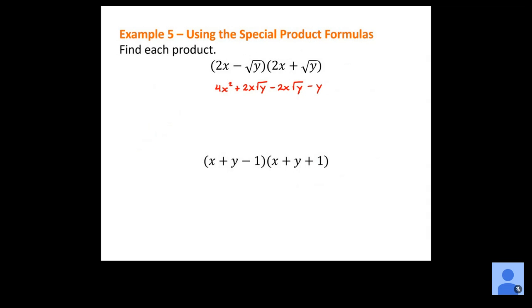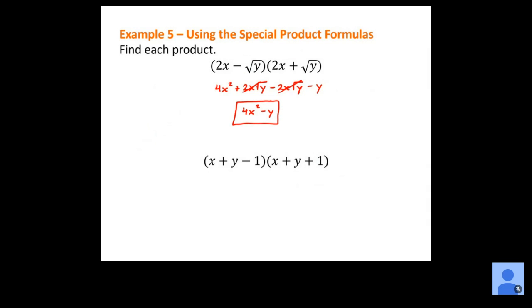Now again, we always look for like terms. Notice here we have a positive 2x times the square root of y, and a negative 2x times the square root of y. Those are actually going to cancel each other out. So that gives us 0 in the middle. So all that's left is 4x squared and a minus y.